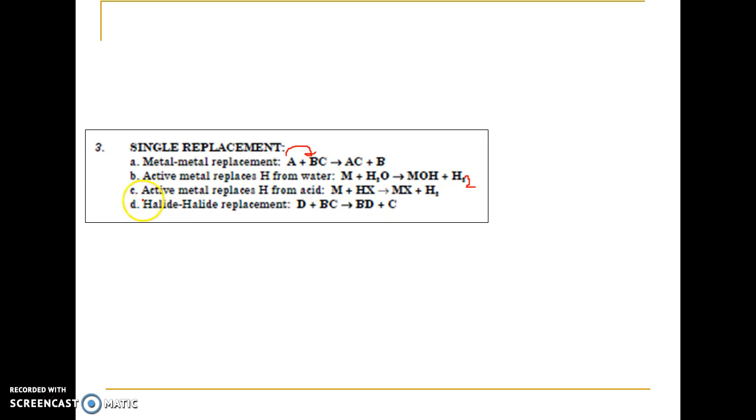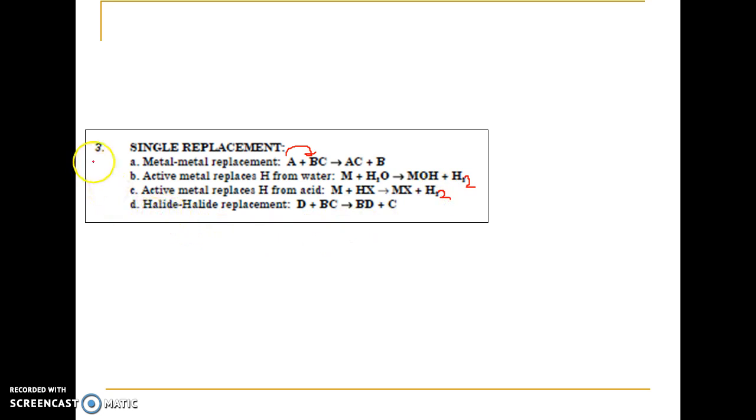We can have a 3C, which is an active metal replaces H from acid. Here's our metal, and here's our acid. The reason why there is an X here is because this X can be a non-metal, such as fluorine, chlorine, bromine, or iodine, or it could be a polyatomic ion for your ternary and oxy acids. Whenever you see an acid and a metal, you are going to have a single replacement reaction, and that's going to produce your metal plus your non-metal, or your halide, and then it's also going to produce hydrogen gas, and again, this is an H2.